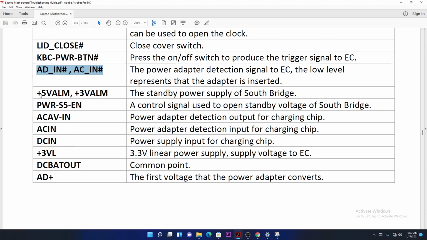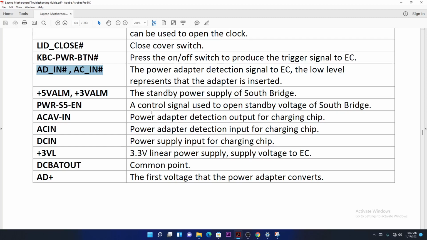Okay, let's move on. V 5 volts always, right. This is standby for South Bridge. You see this power S5 enable, the control used to open the standby voltage for what? For South Bridge. Power S5 enable. ACAV in, adapter detection output for charging chip. As I've said before, depending on the OEM board, this will be written as a different thing, but you'll use your common sense and be able to read these signals.